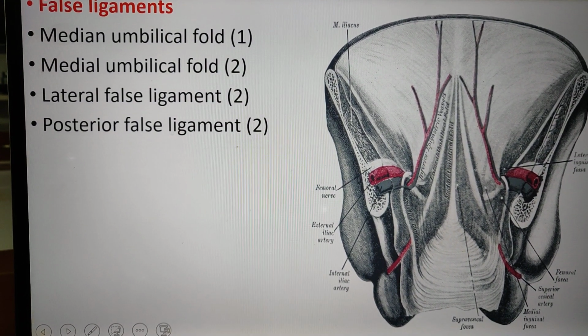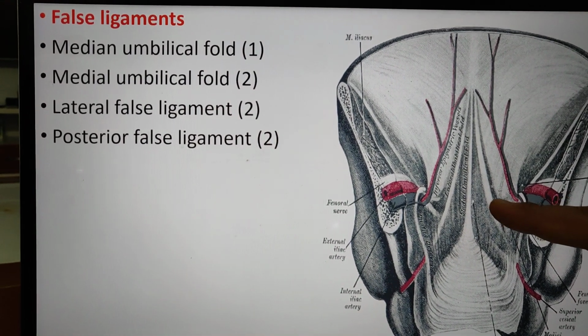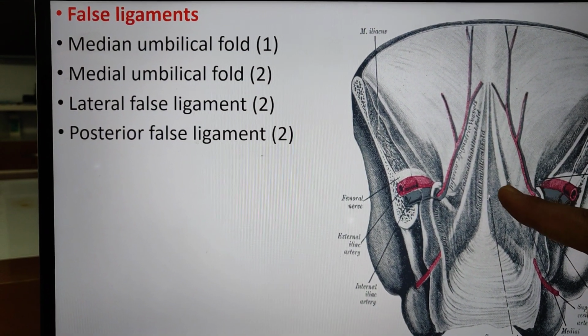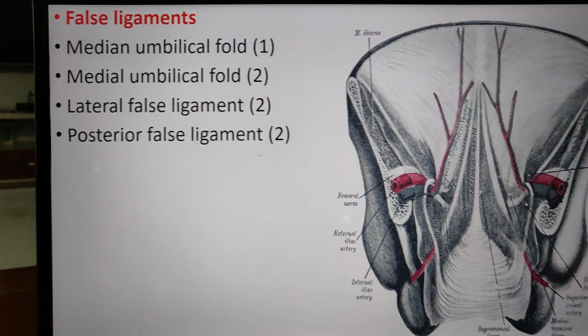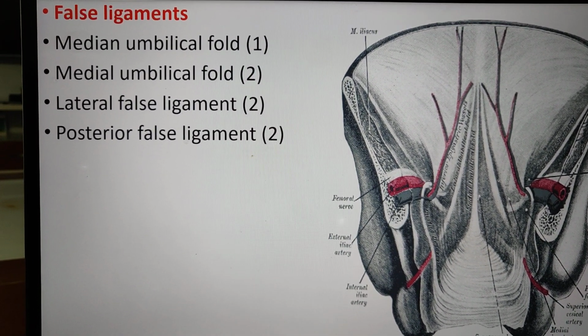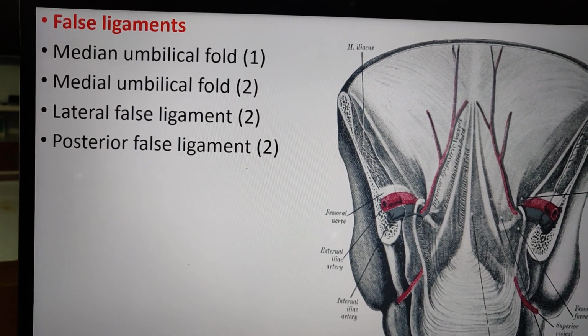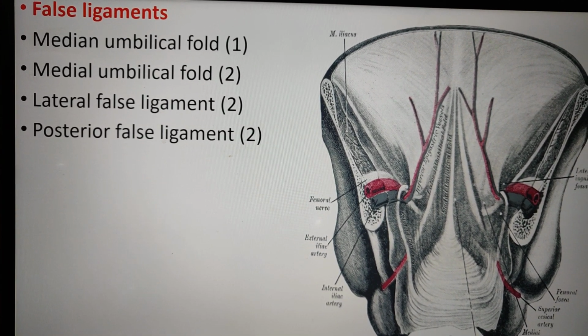They are the obliterated right and left umbilical arteries, and the fold over them is called the medial umbilical fold. And there is a lateral fold. The lateral false ligaments and posterior false ligaments are paired, right and left, so they are called paired ligaments.